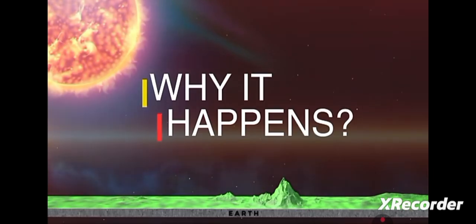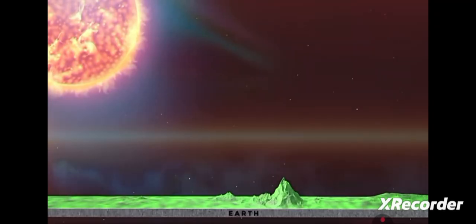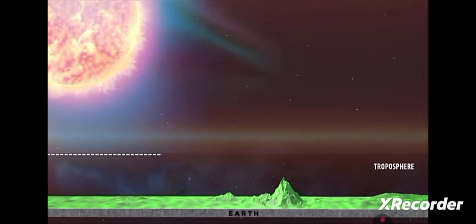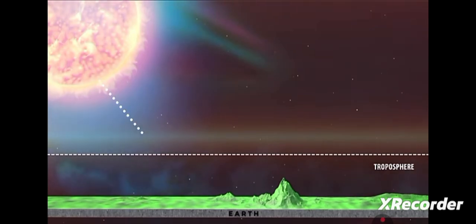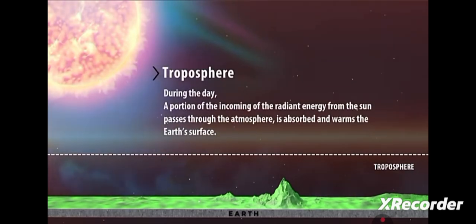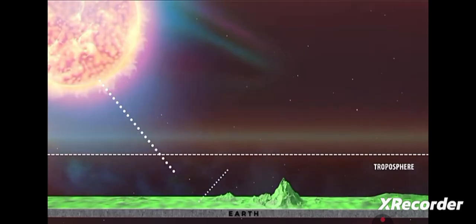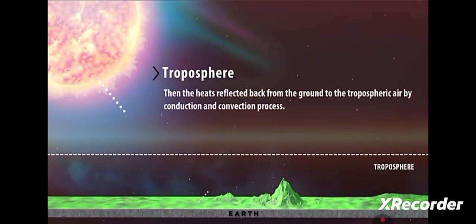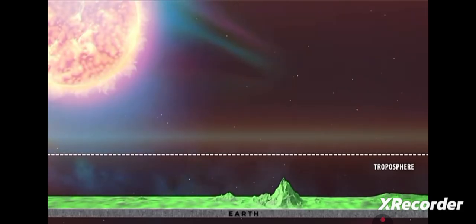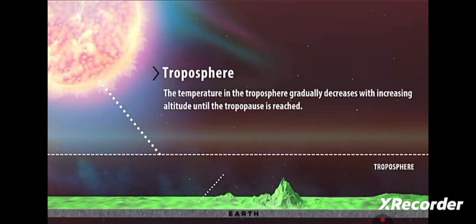Why it happens. During the day, a portion of the incoming radiant energy from the sun passes through the atmosphere, is absorbed and warms the Earth's surface. Then, the heat is transferred from the ground to the tropospheric air by conduction and convection. The temperature in the troposphere gradually decreases with increasing altitude until the tropopause is reached.